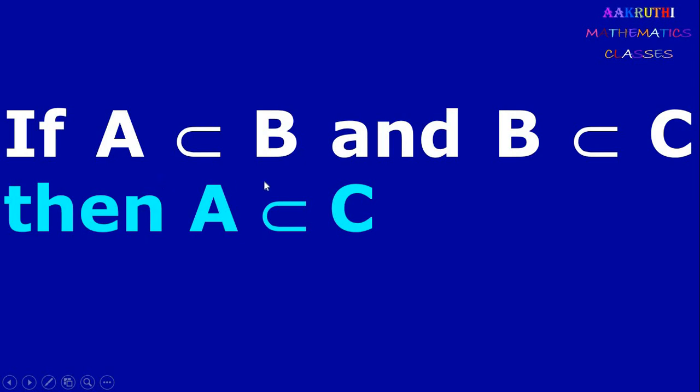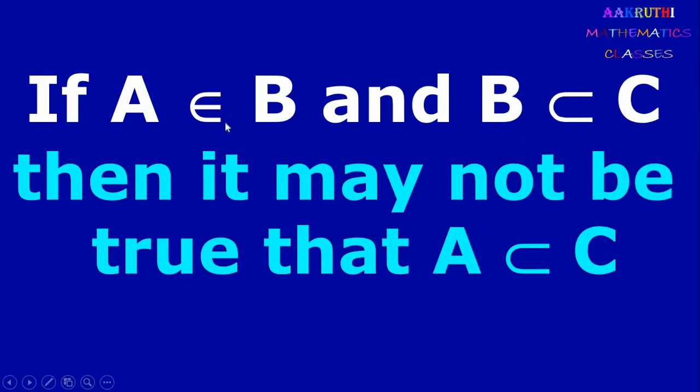So next one, if A is a subset of B and B is a subset of C, then A is also a subset of C. Next, if A belongs to B, that is, A is one element of set B, and B is a subset of C, then it may not be true that A is a subset of C. Now here A is one element of B and B is a subset of C. So then A may not be a subset of C. It may not be always true.